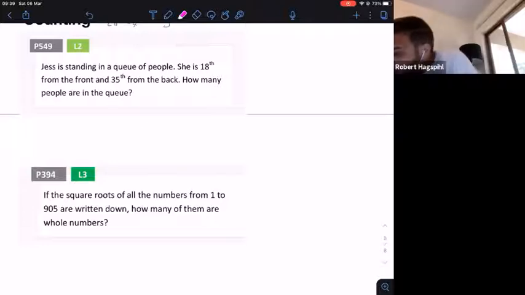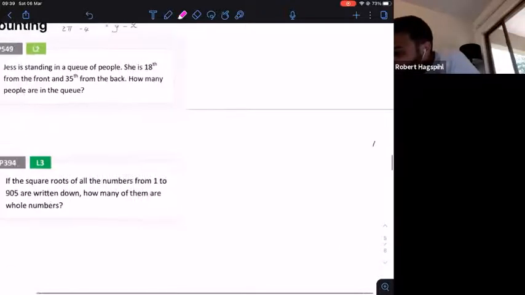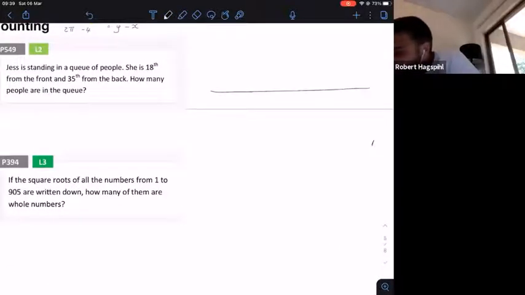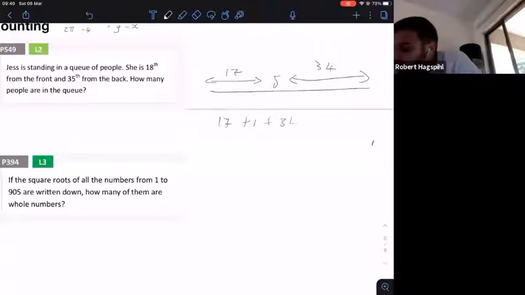Now, if there's this queue, and Jess is here somewhere. If she's 18th from the front, that means there's 17 people in front of her. If she's 35th from the back, that means there's 34 people behind her. And so I'm just going to go 17 plus Jess plus 34. And this is equal to 52.